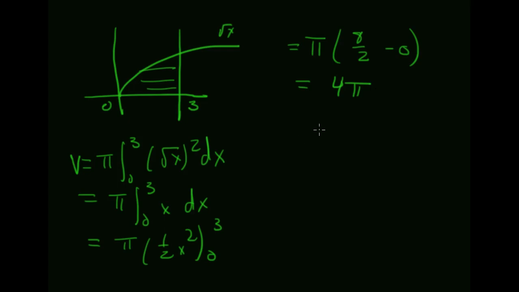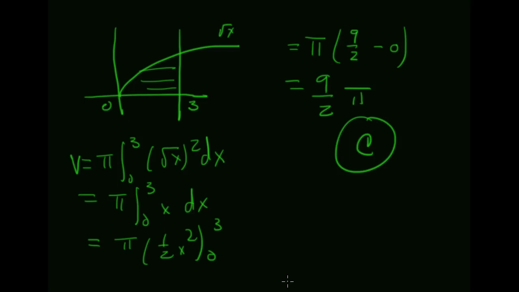Whoops. I see where I made the mistake. Do you? 3 squared is not 8. 3 squared is 9 over 2 minus 0. So that's just going to be 9 halves pi. All right, there we go. And that's C. All right, so here we go. Catch our own mistakes here. Very good.